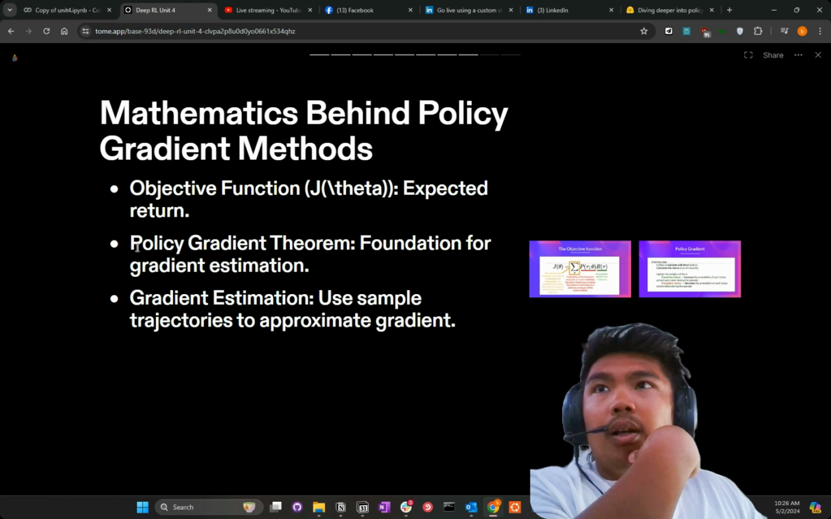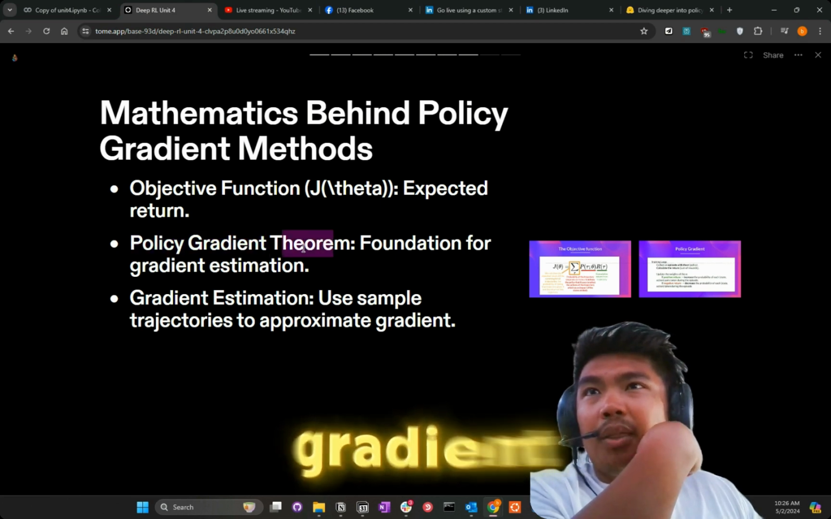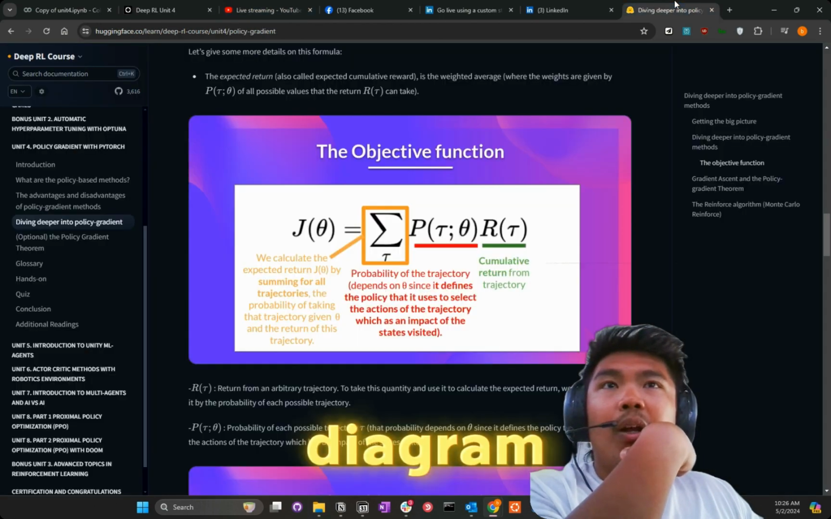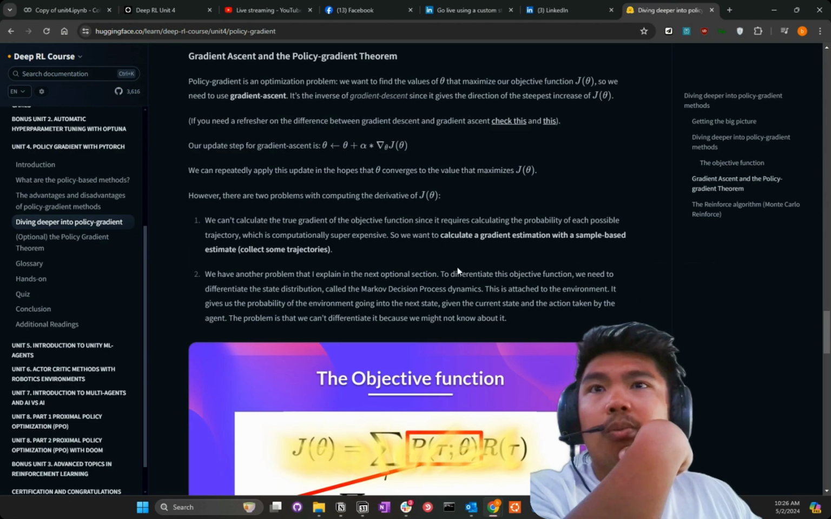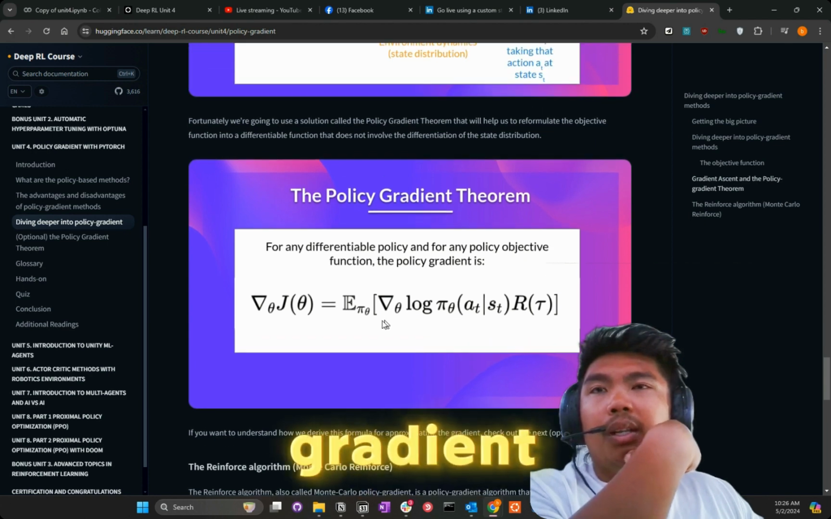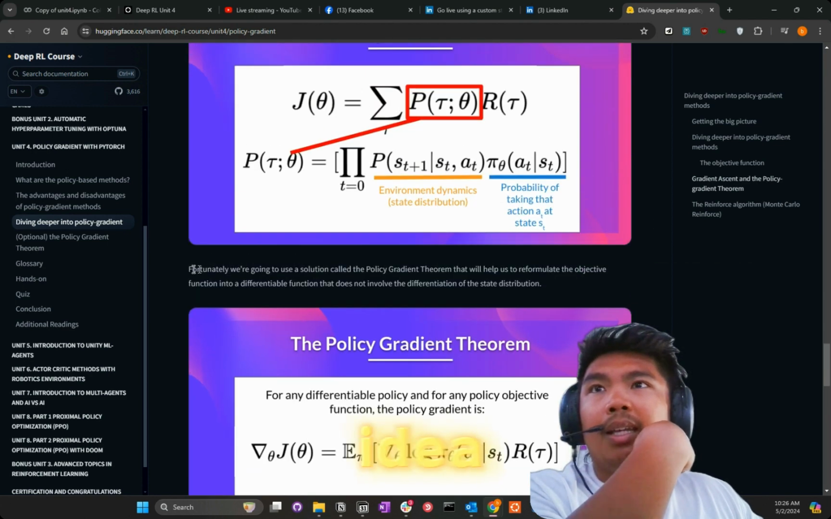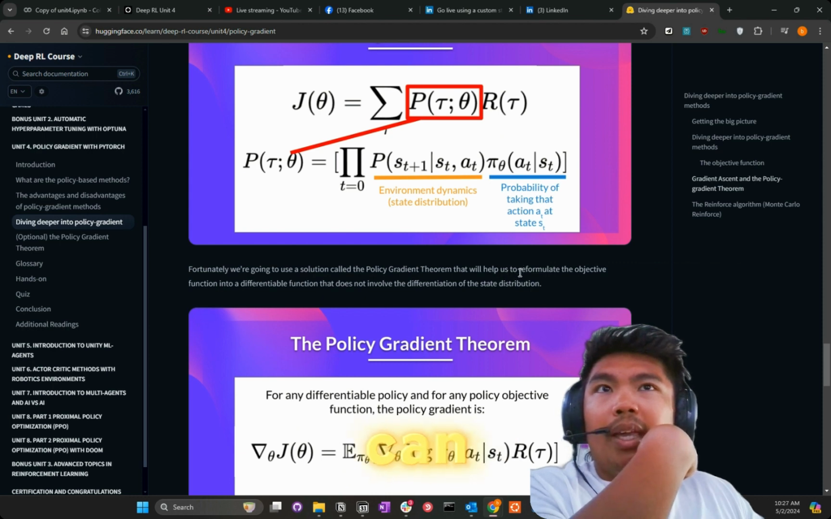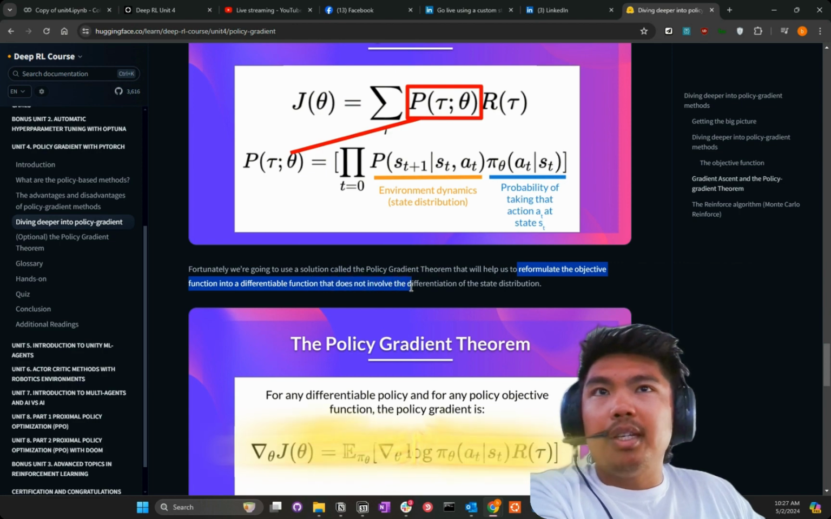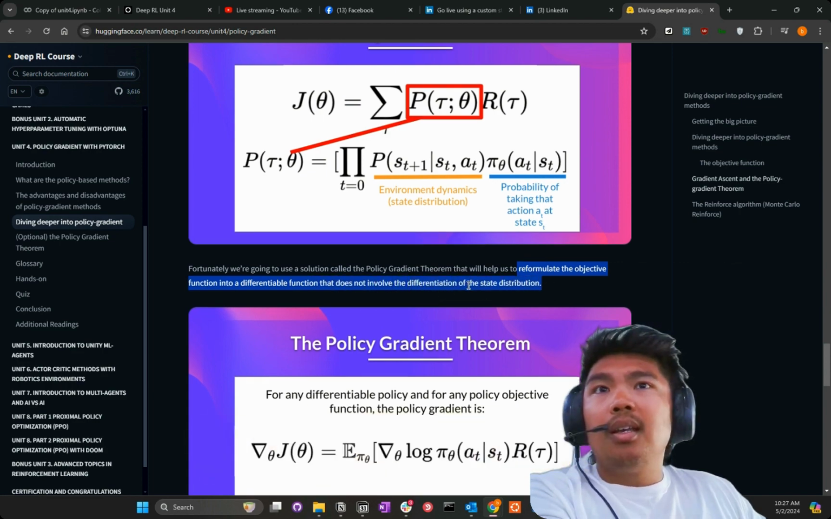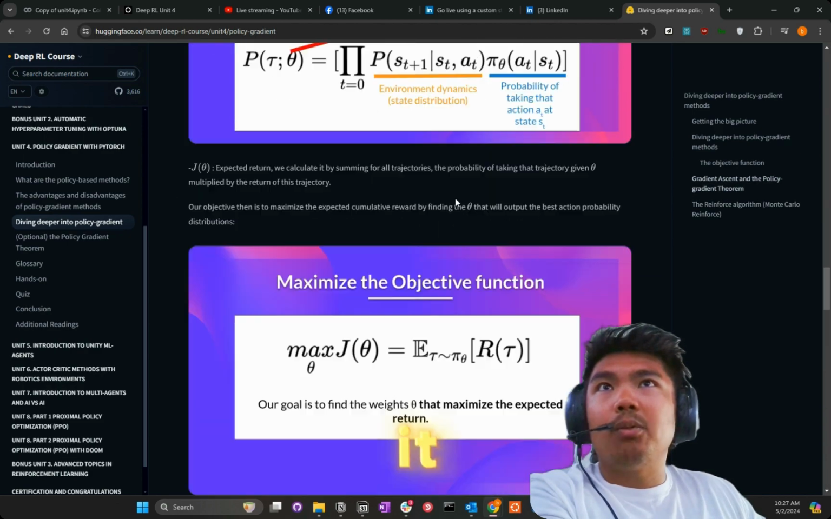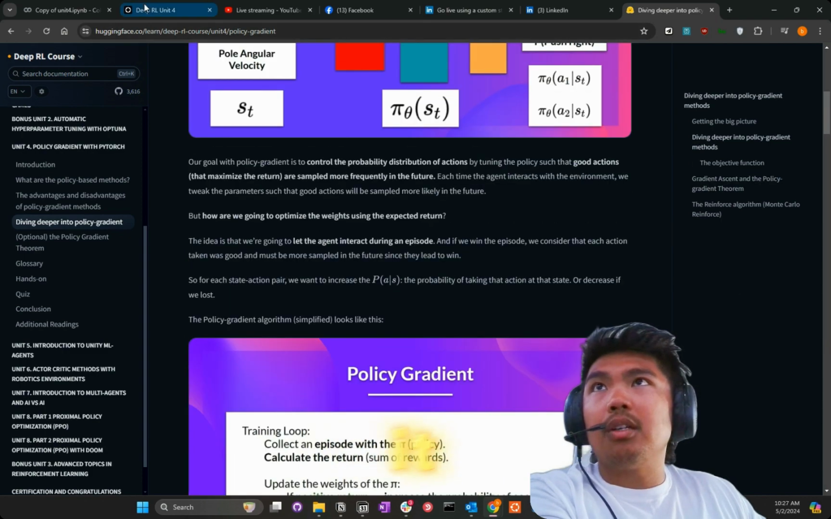And we are now introduced to the policy gradient theorem, which is the foundation for gradient estimation. I know that diagram is going to be small, so I can pull it up in the course material. So this is the policy gradient theorem. It's a little complicated, but the idea is that we can reformulate the objective function into a differentiable function that does not involve the differentiation of the state distribution. And I'm pretty sure there is a pseudocode example for this. I'm going to see if I can find it real quickly to cover it.